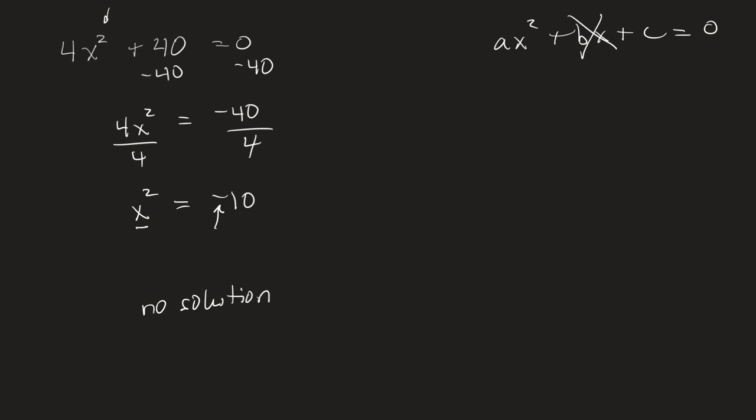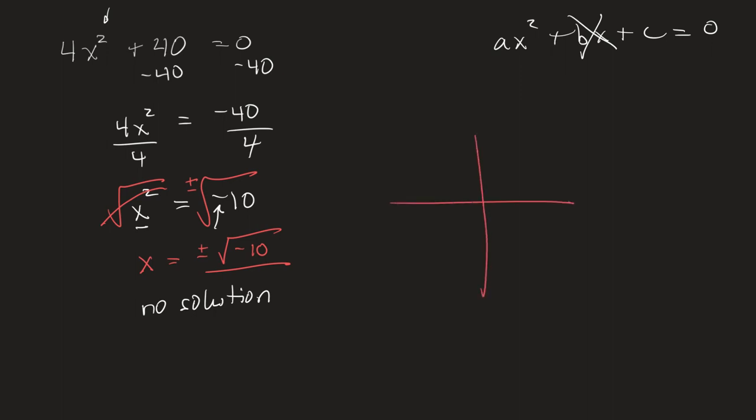You could follow through and say, well, take the square root of that side, take the square root of this side, and the square root cancel, so you're left with x. And then you have the plus or minus square root of negative 10. But if you try taking the square root of negative 10 on your calculator, it doesn't work. And this function, if you were to graph it, would look something like that. And when you solve a quadratic equation, you're solving for where the graph crosses the x-axis. And this one doesn't cross, that's why you'd say no solution.